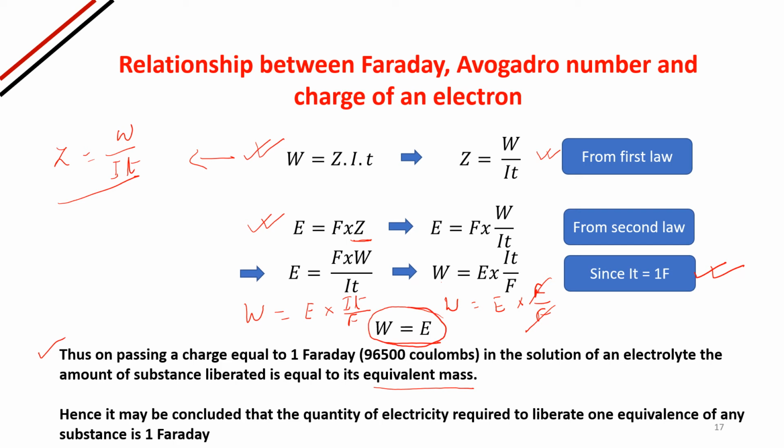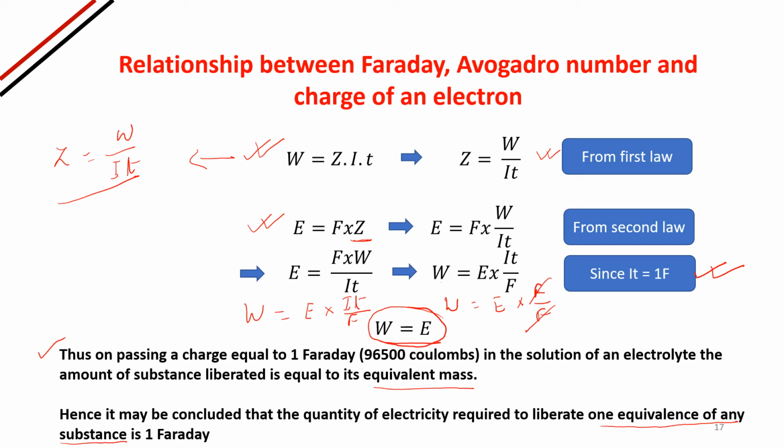Passing a charge equal to 1 Faraday in the solution of an electrolyte, the amount of the substance liberated is equal to the equivalent mass. Hence, it may be concluded that the quantity of electricity required to liberate one equivalent of any substance is 1 Faraday.